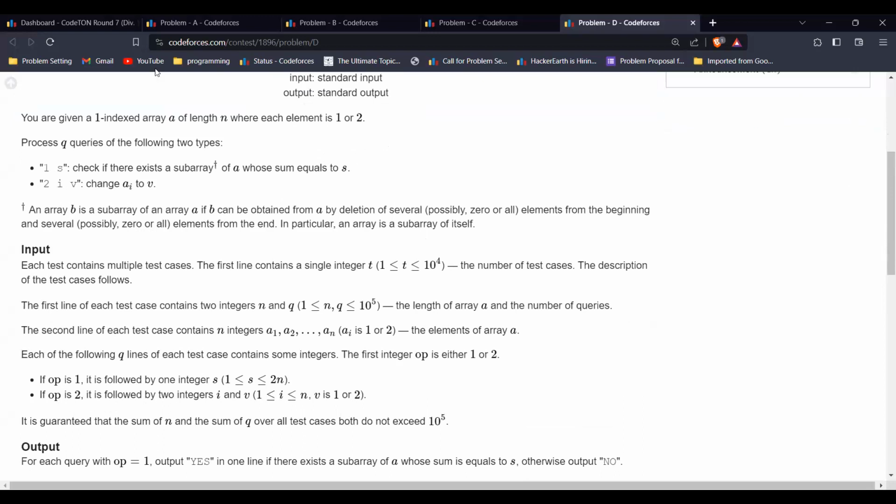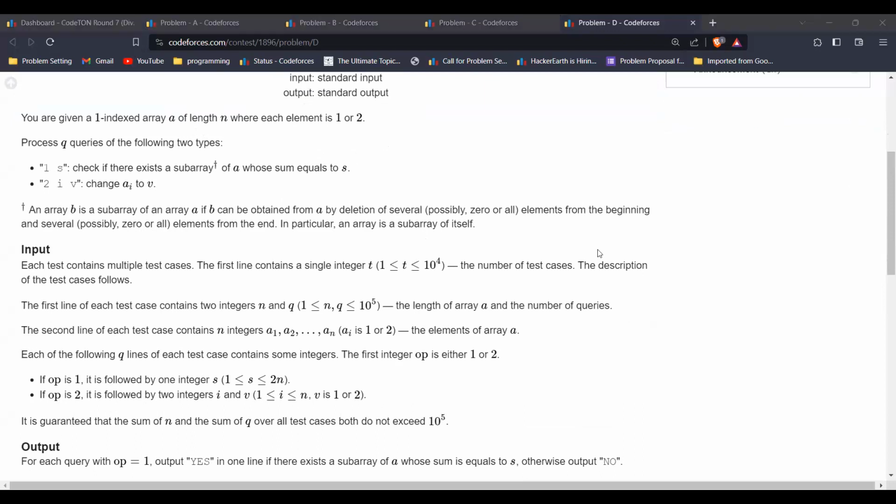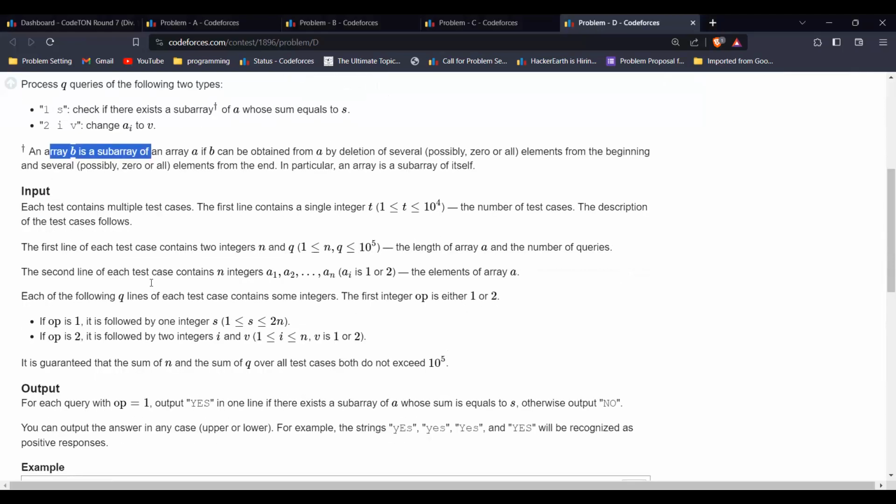So in this problem, we're given a one indexed array A of length n where each element is either 1 or 2. Now we have to process Q queries of the following two types. The first one is 1 S, that is to check if there exists a subarray of A whose sum is S. And the second query is 2 I V. In this, we don't have to check anything, we just have to change A I to V. This is just the definition of subarray. I hope everybody knows this. And we have to answer Q queries.